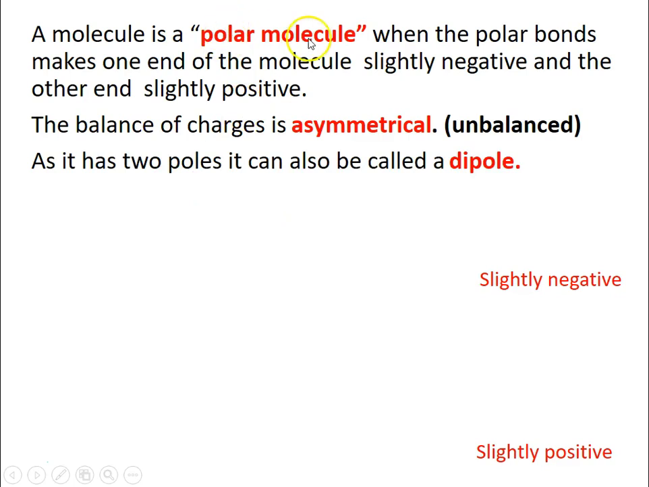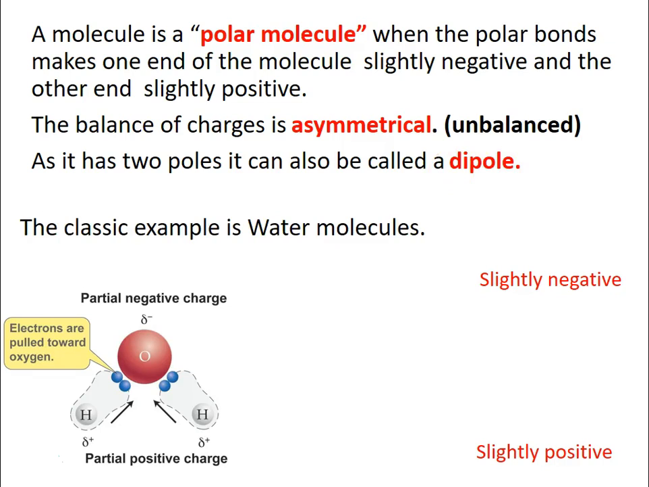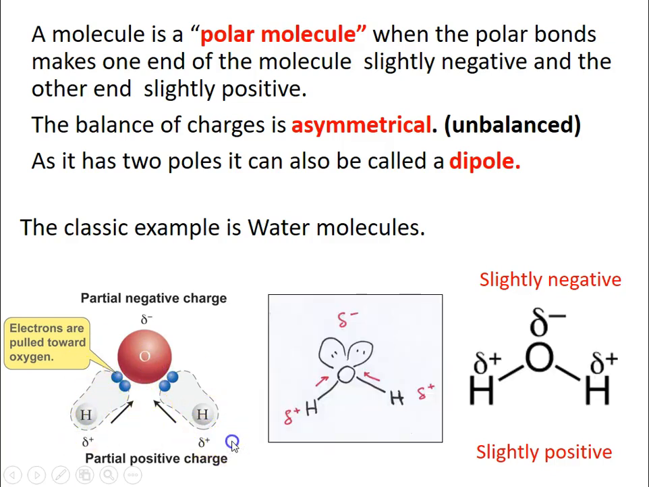So another word for a polar molecule, where one end is slightly negative, one end slightly positive, is the fact that it has two poles, di meaning two. So it has a dipole, two poles. So the classic example's water, a water molecule. So you've got two polar bonds. The bond between the oxygen and the hydrogen is a polar bond. The electrons spend more of their time up near the oxygen, which makes this end slightly negative. So it's working the same for each bond. So this end of the molecule is slightly negative and this end of the molecule is slightly positive. So different ways of drawing the polar molecule.